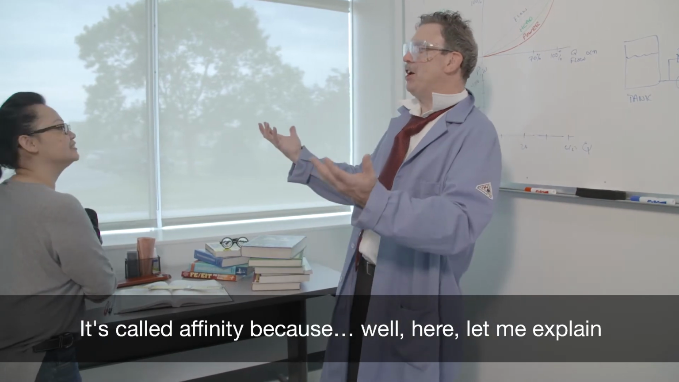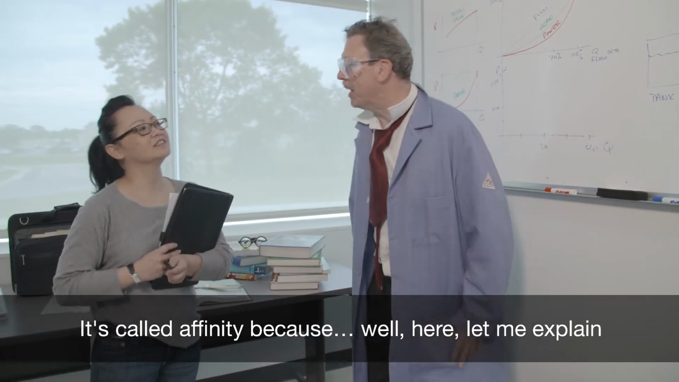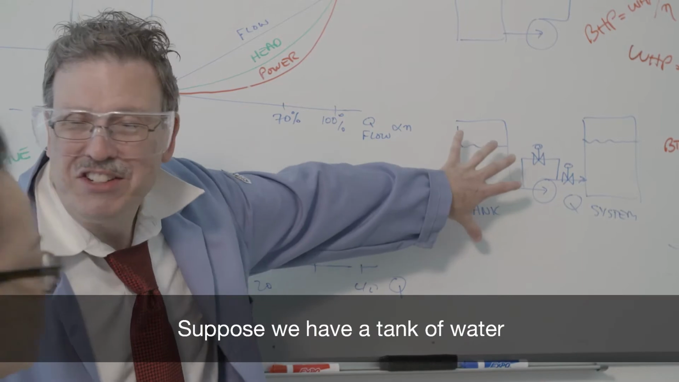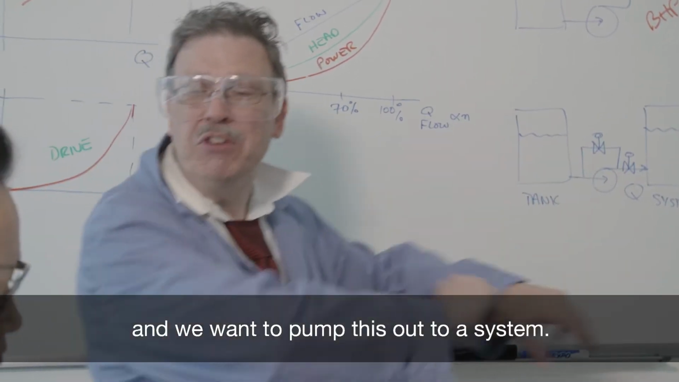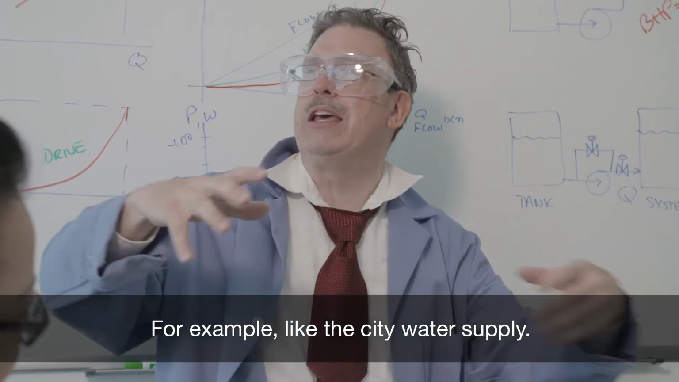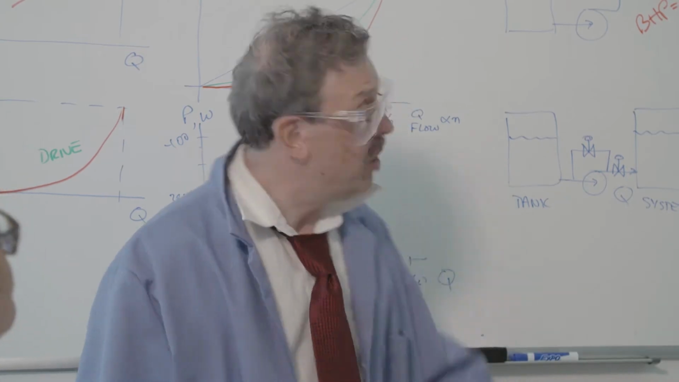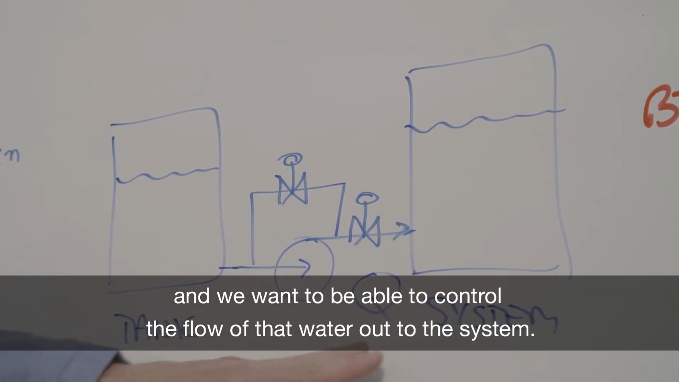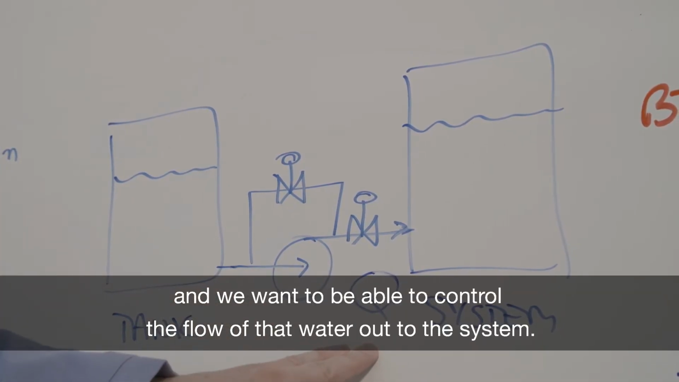It's called Affinity because, well, here, let me explain. Suppose we have a tank of water and we want to pump this out to a system, for example, like the city water supply. So I have a pump right here and we want to be able to control the flow of that water out to the system.